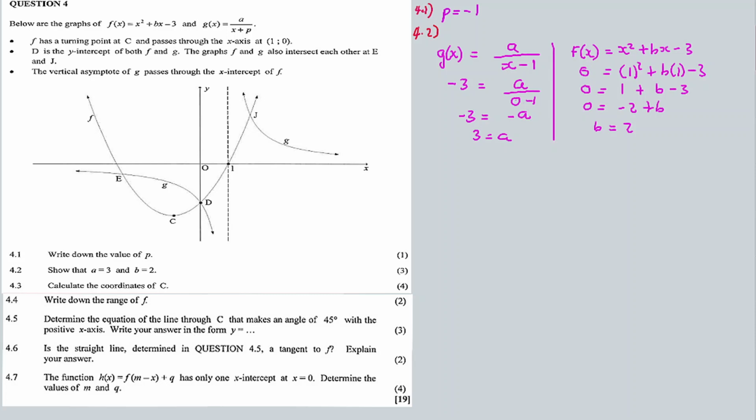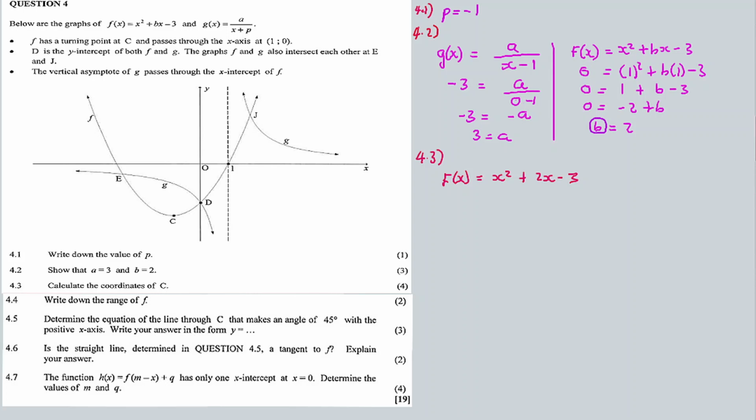4.3: calculate the coordinates of C. The coordinates of C are the turning point of f. Now f is the parabolic function, x squared plus 2x minus 3. B is equal to 2, so here it's 2x.